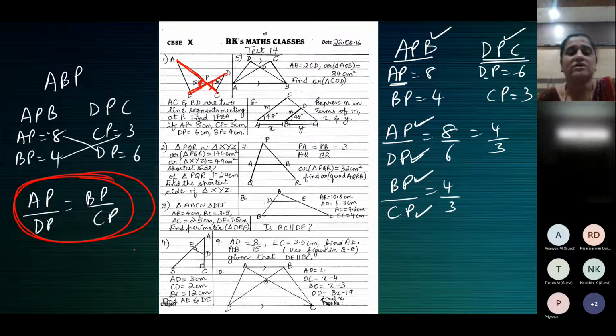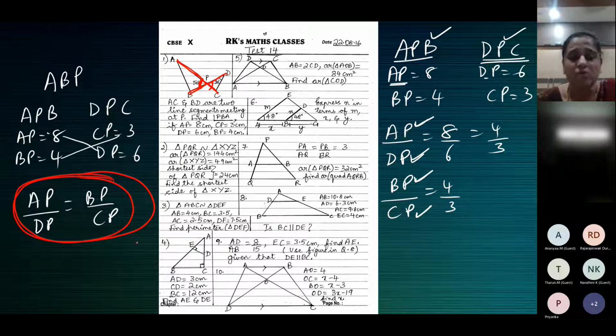How do you write the proportion? You'll have to take two triangles, the sides of one triangle in the numerator, the sides of the other triangle in the denominator. The ratio should be the same. Choose the sides accordingly. So now the two triangles are similar. And what is the result when two triangles are similar? Now that the triangles are similar, their corresponding sides are proportional and their corresponding angles are equal. We are concerned about the angles because we have to find angle PBA.